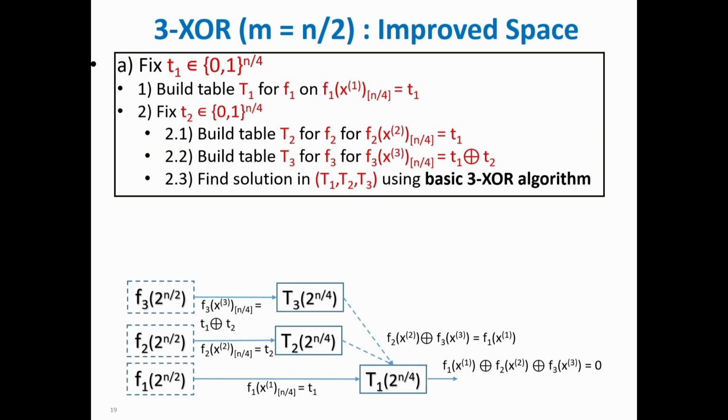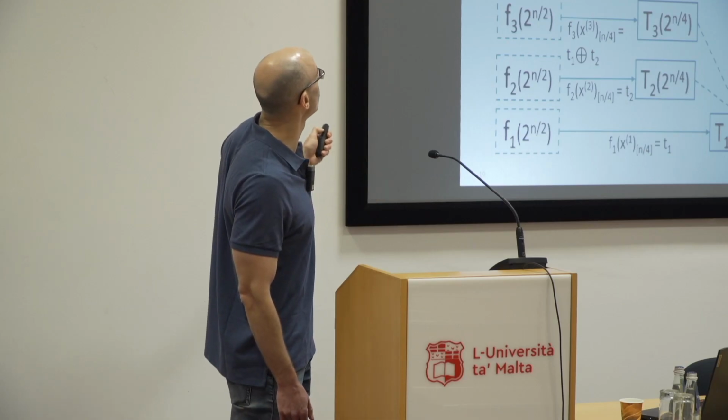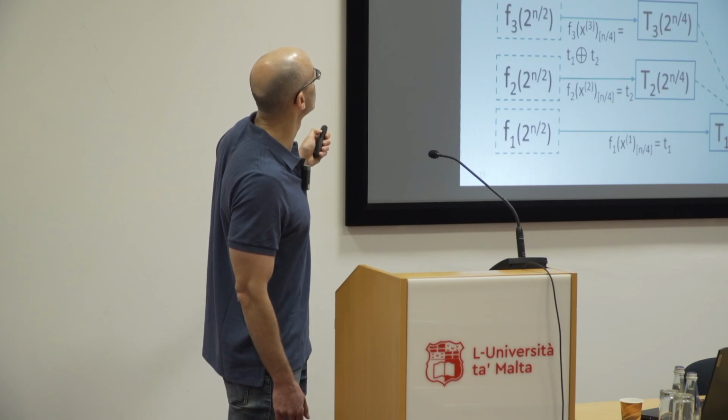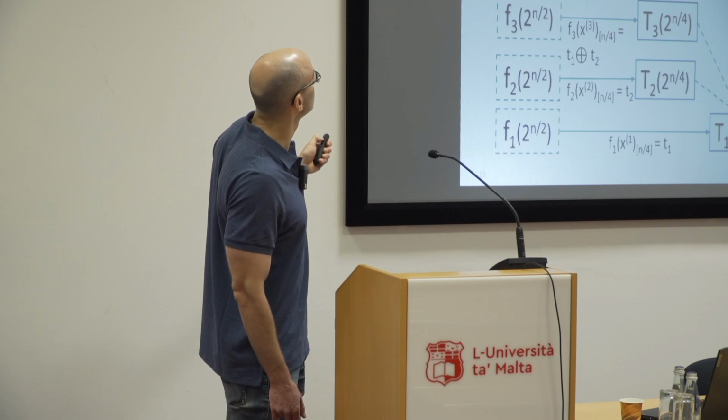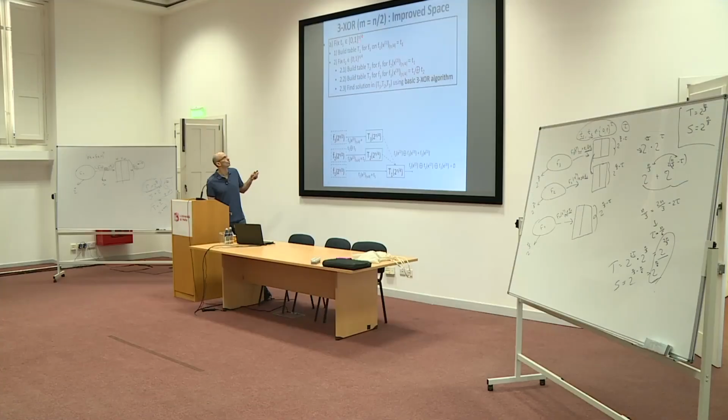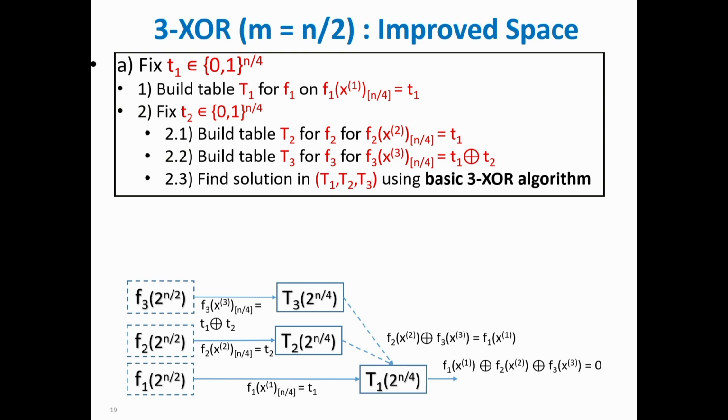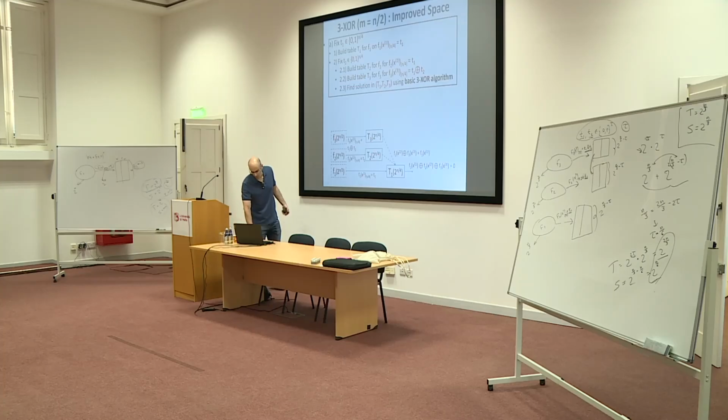The parameters are different. The prefixes before were n over 6, now they're n over 4. But besides that, the algorithm is exactly the same. The only thing that changes is that instead of iterating over all prefixes t1 and t2, now we're fixing them to some fixed values. So we fix t1, an n over 4 bit prefix, and t2, an n over 4 bit prefix. And now we're doing the same. We're building a restricted table for f1, a restricted table for f2, a restricted table for f3, and then we apply a standard 3 xor to these restricted tables. That's the algorithm. Simple variant of the previous one.